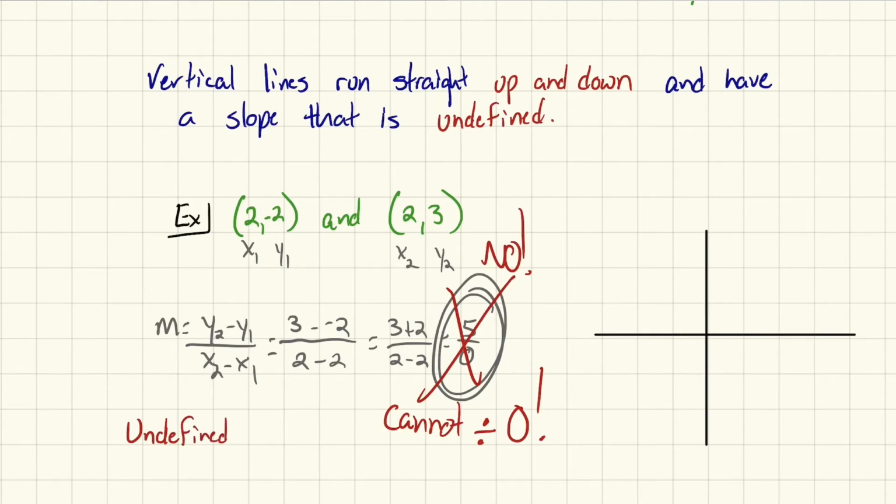Some places might call that no slope, but for our purposes, we will call that undefined. So, we can't say that there is a slope because the fraction just blows up when you have a 0 on the bottom. There's nothing that can happen there. However, we can actually graph this.